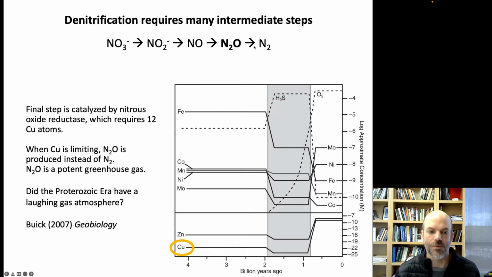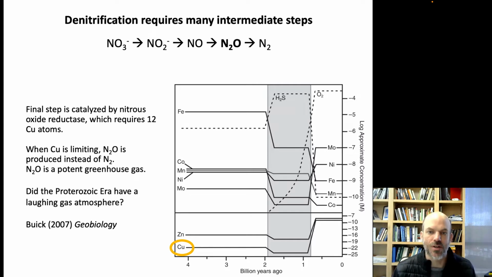That's a lot of copper for one enzyme, and therefore this step of reducing nitrous oxide to N2 is often subject to copper limitation. So when copper is limiting in the ocean, organisms that would normally be producing N2 can't, and they have to stop at the nitrous oxide step. And that is important because nitrous oxide is a really potent greenhouse gas. It is more effective than carbon dioxide at increasing the temperature of the atmosphere when it accumulates in the atmosphere.